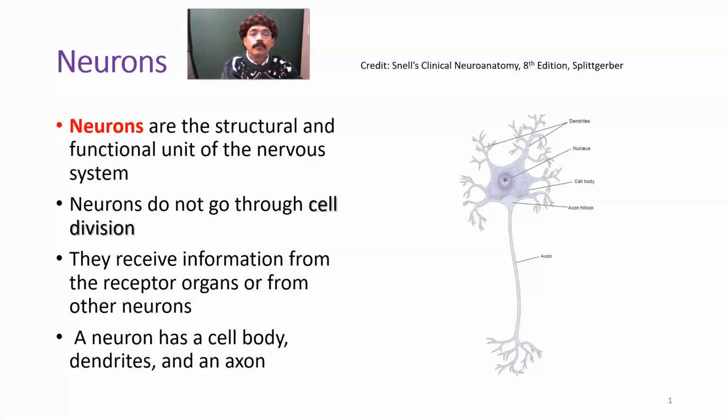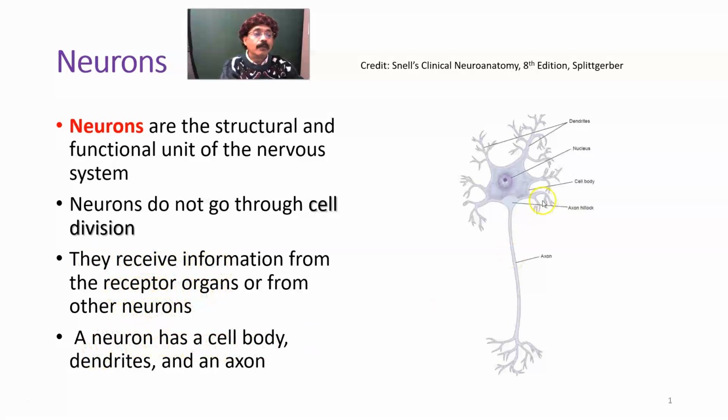Today I will discuss the anatomy of the neurons. What are the neurons? Neurons are the structural and functional unit of the nervous system. Neurons do not go through cell division, so there is no mitosis in the neuron. They receive information from the receptor organs or from other neurons.